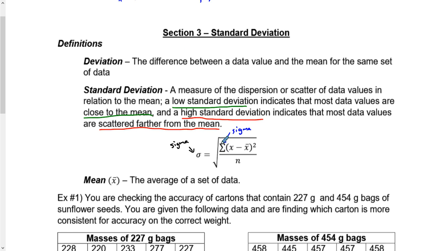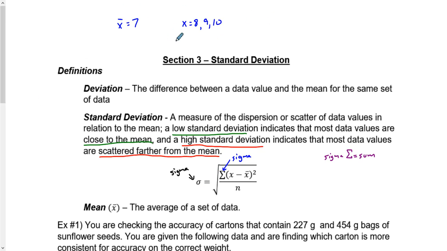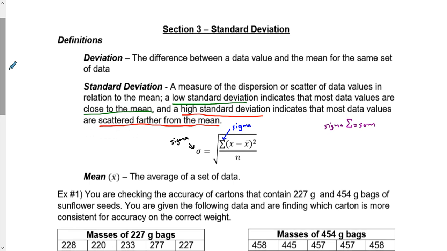Whenever it's the uppercase sigma, it means the sum. So if you take the sum of all of our x values, subtracting the mean, squared, divided by the n, so in this case, the total amount of data values, and take the square root of that answer, you get your standard deviation. We could actually calculate all this out manually, but we'll leave that for a little bit later on.